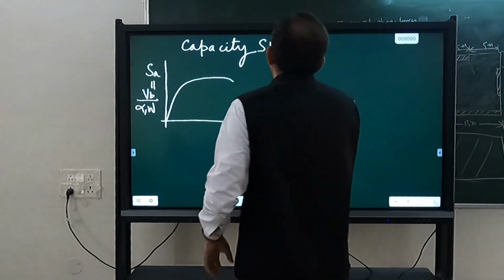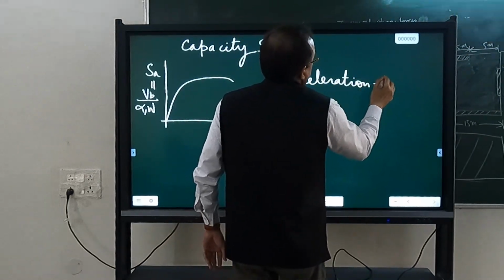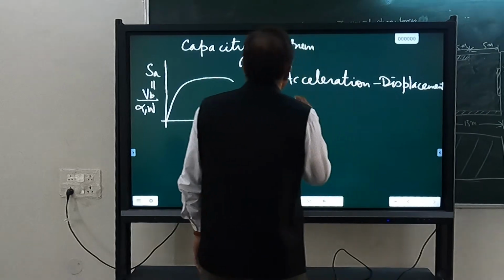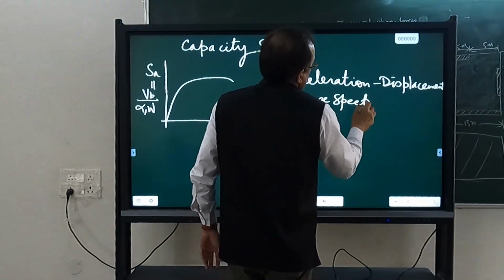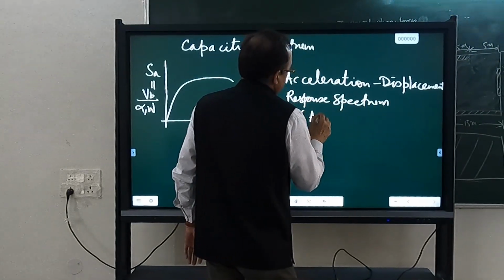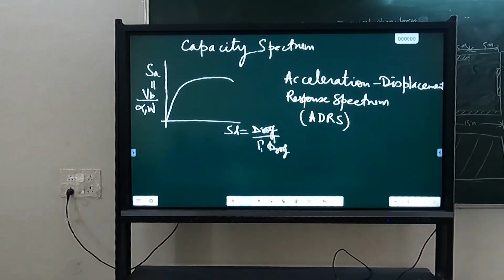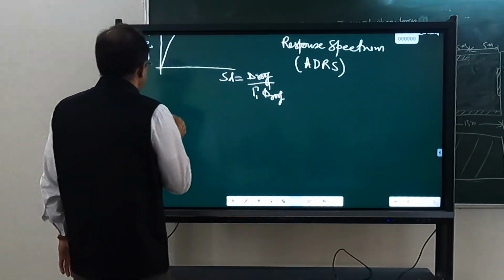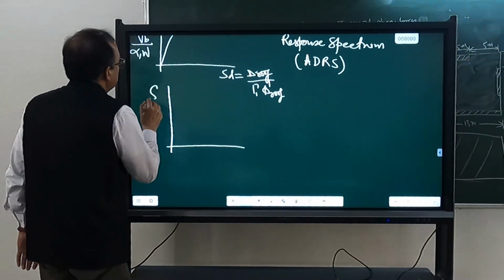This is also called the acceleration displacement response spectrum, ADRS: acceleration, displacement, response spectrum. And we can also represent our response spectrum, the demand, also in SA versus SD.